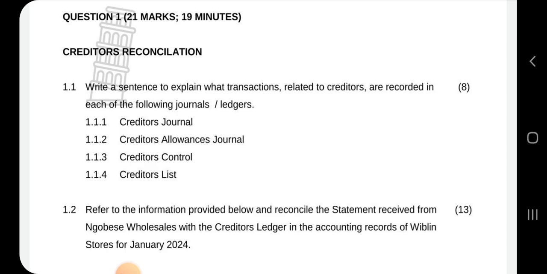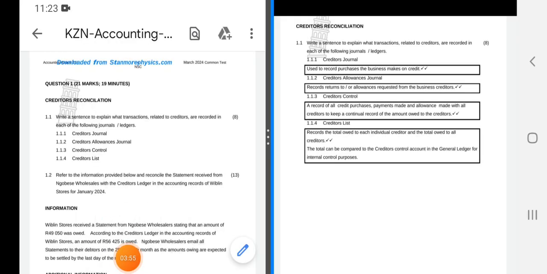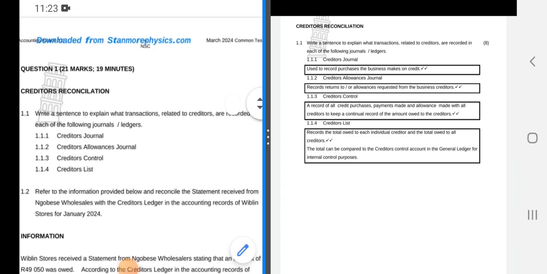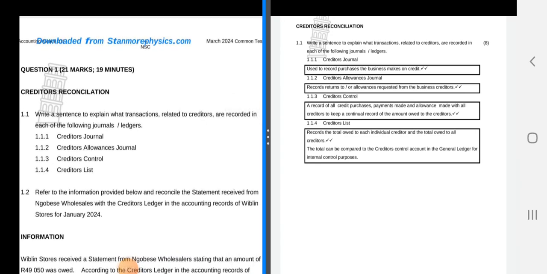So here we are with question 1. You are asked to write a sentence to explain what transactions related to creditors are recorded in each of the following journals or ledger accounts. So I am going to show you the memo on the right hand side, and then the question paper on the left hand side for this question 1.1. We explain the transactions related to creditors that are recorded in each of the following journals or ledgers.